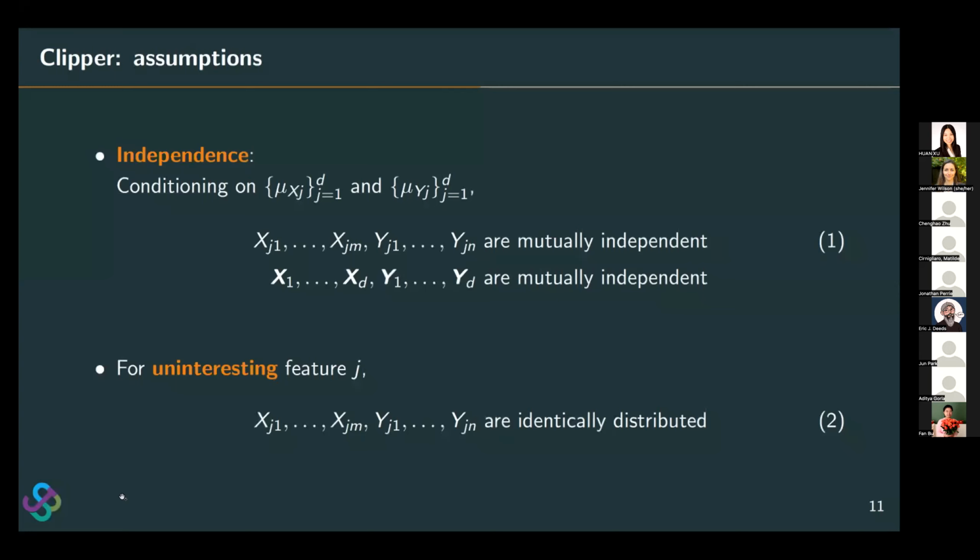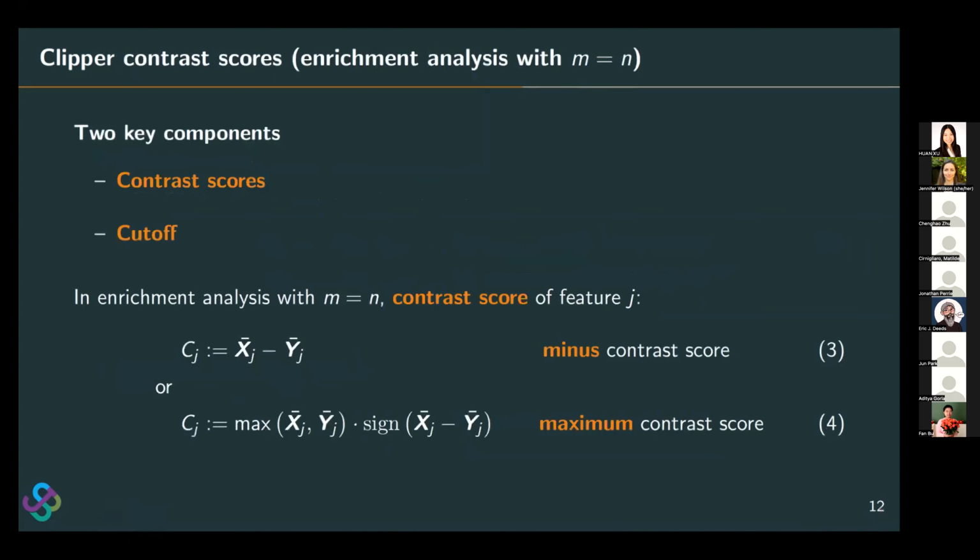Clipper has very simple assumptions. Conditional on the expected measurements from the two conditions, it assumes that the different replicates from the two conditions are mutually independent, and also assumes that different features are mutually independent. And for uninteresting features, it further assumes that the two conditions have the same distribution. Based on these assumptions, Clipper defines a contrast score, which is one of the two key components of Clipper.